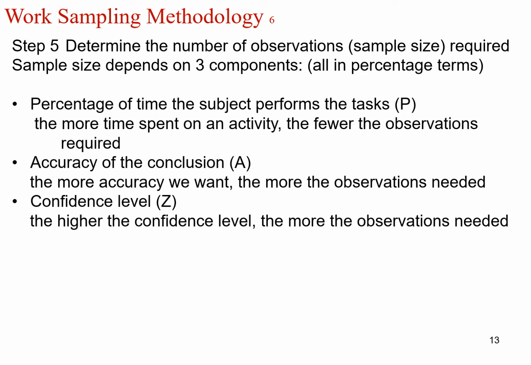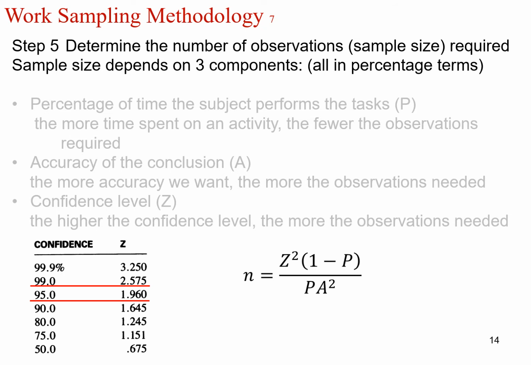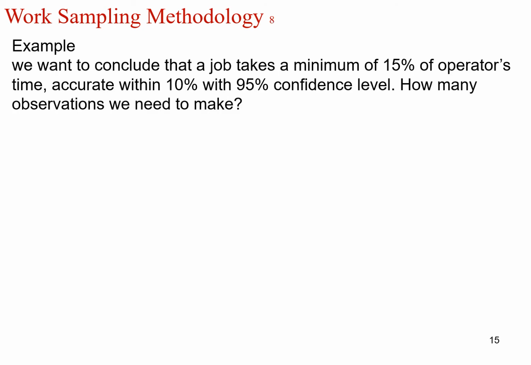Before we head out to make observations, we need to determine how many observations should be made in order to conclude our findings with confidence. We need to specify 3 parameters, all in percentage. First, percentage of time the subject performs the task. Second, accuracy of the conclusion. Third, confidence level. As always, we usually use 95 or 99% confidence. We can read the Z value from the table. The required number of observations is calculated by this equation.